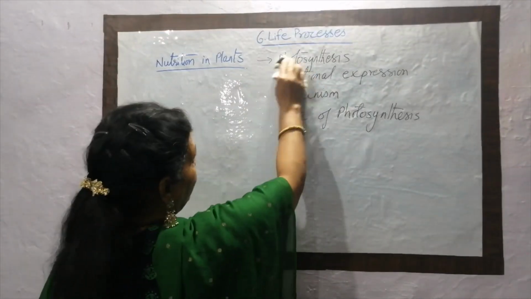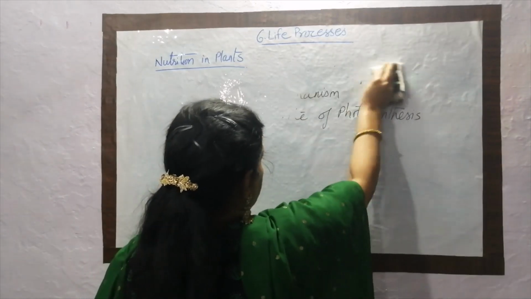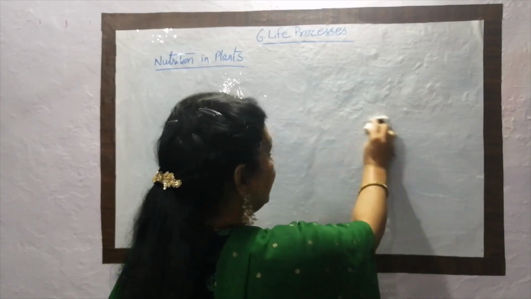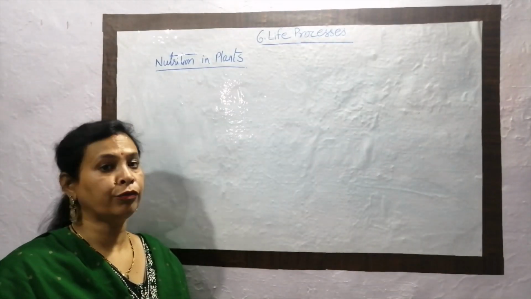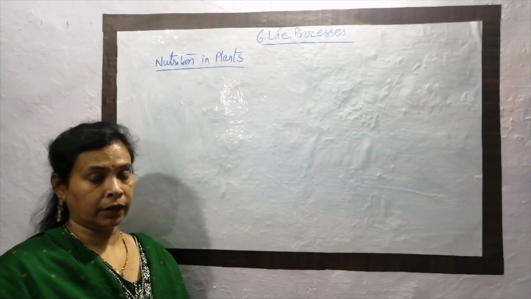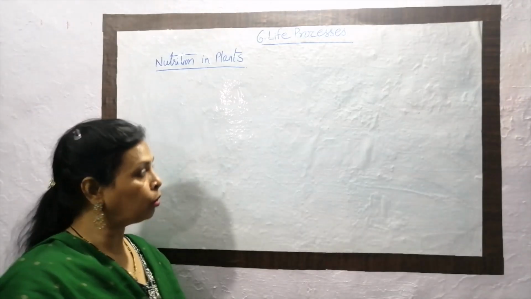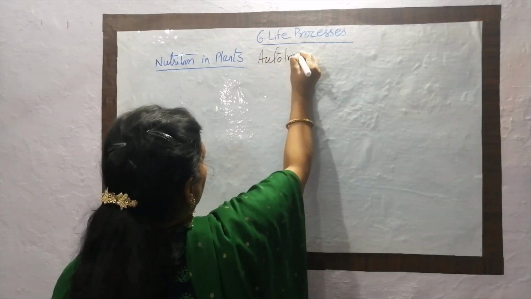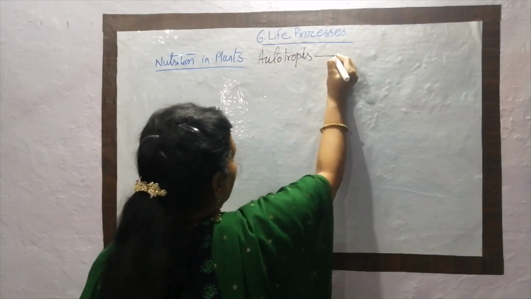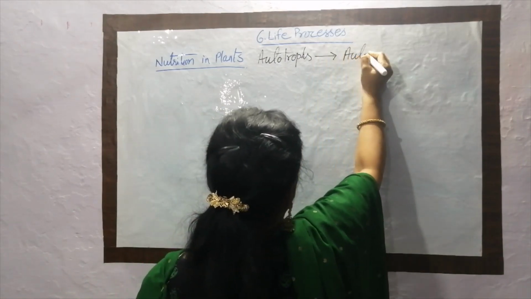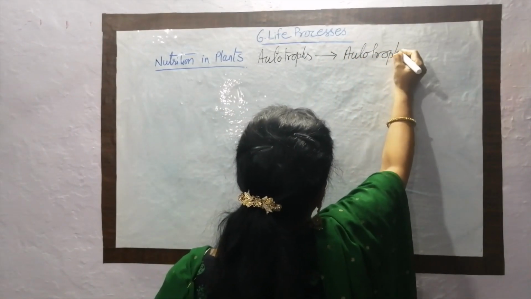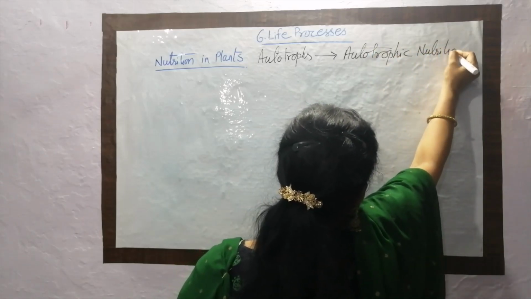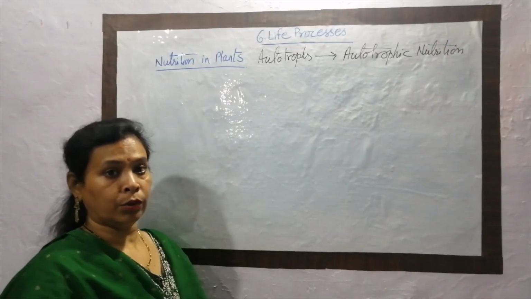Now before moving to the topic, we must revise nutrition in plants. We know what nutrition is. Nutrition is the process of intake of food. Apna food lena. And we know very well, plants are called autotrophs. Why are plants called autotrophs? Because the mode of nutrition present in plants is called autotrophic nutrition. So plants are called autotrophs.